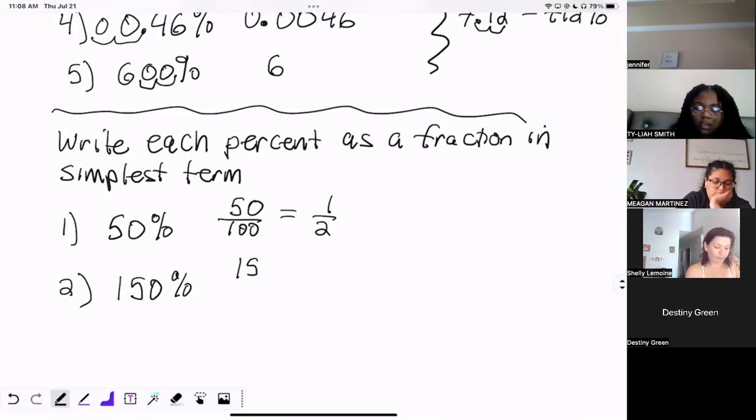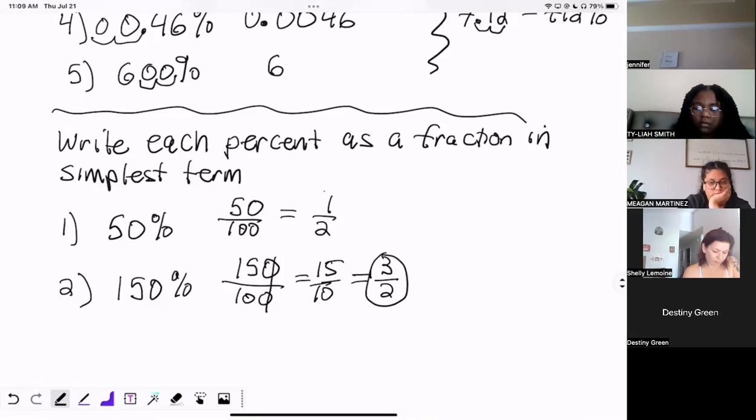All right, 150%. Well, that would be 150 over 100. I know I can take the 0 out. I can divide both by 10, so I have 15 over 10. I can divide both of them by 5, which would be 15 divided by 5 is 3, 10 divided by 5 is 2. So my fraction would be 3/2.